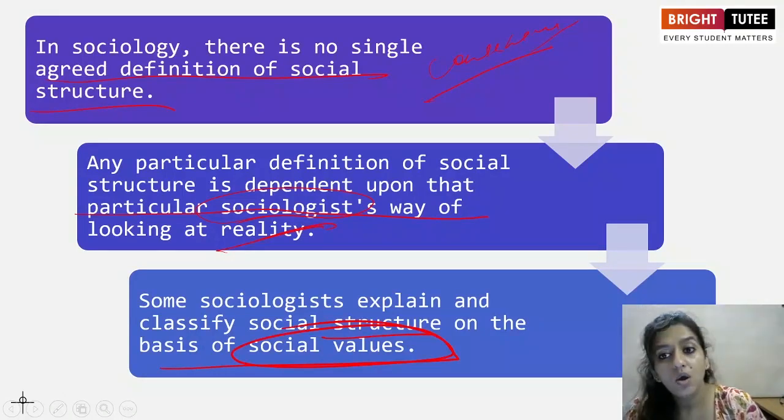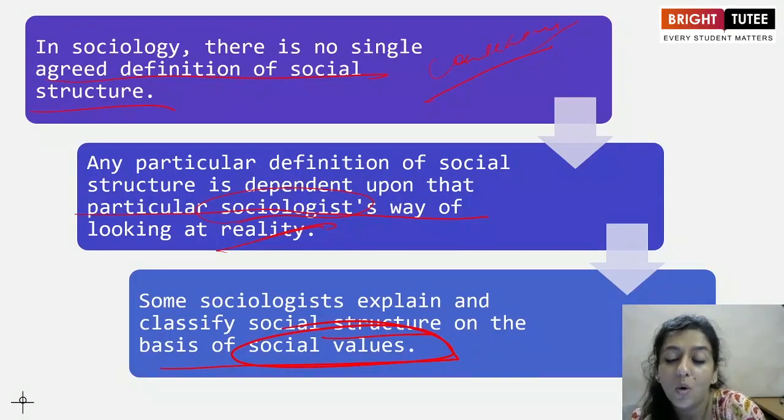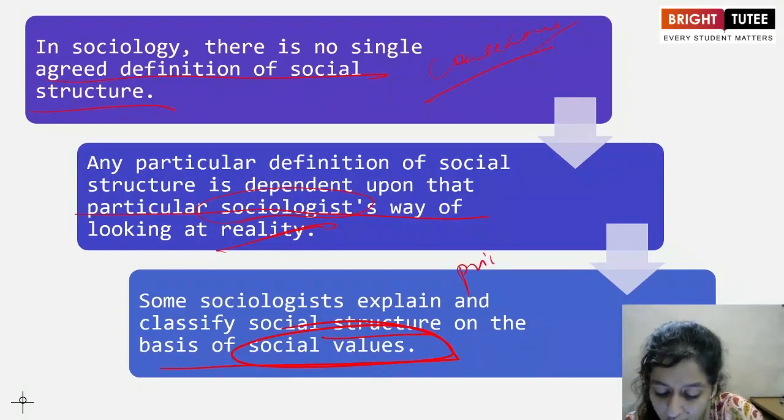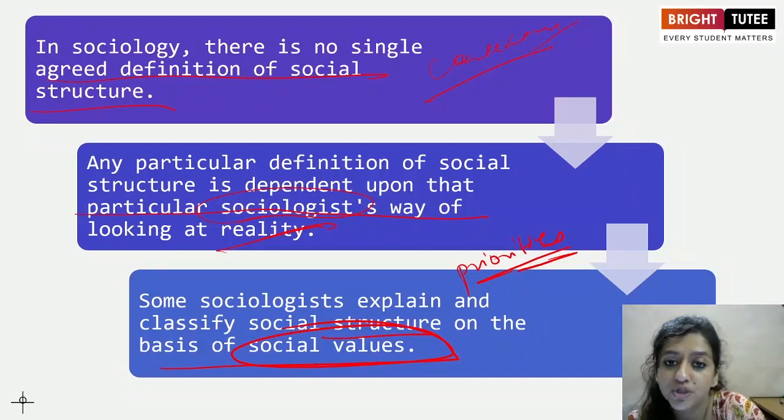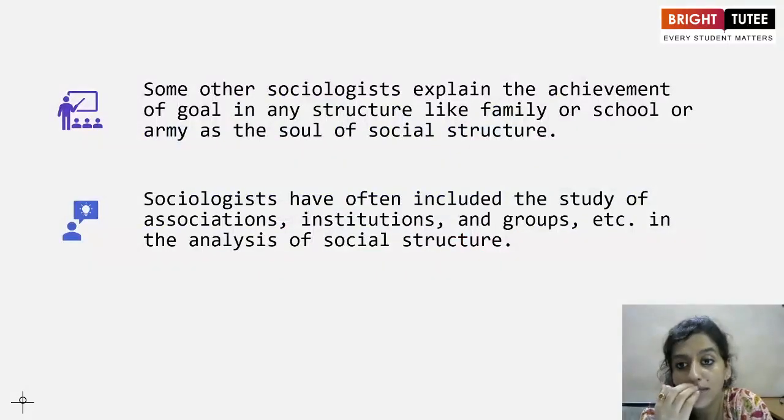So, like I said, almost all the sociologists have different ways of classifying, different priorities, and that is the reason they have not been able to come to a consensus. Now, when we were talking about priorities, it is one of the bases of different sociologists having different explanations of the term social structure. Some of them define it on the basis of the social values involved, and that is how they define social structure.